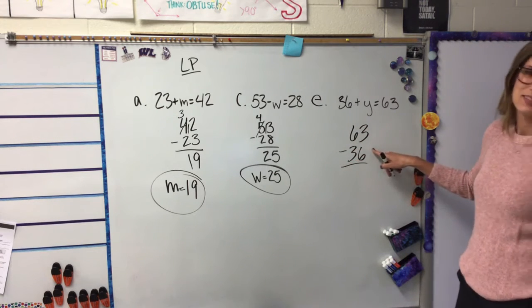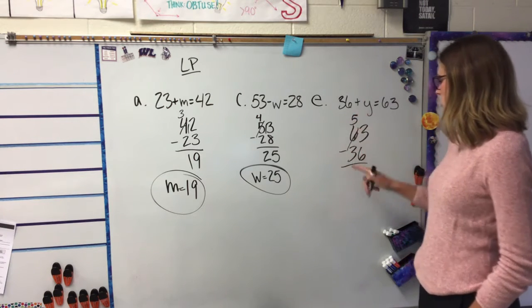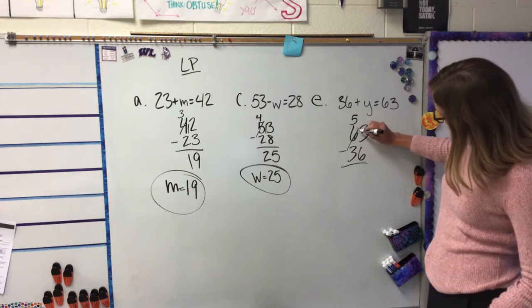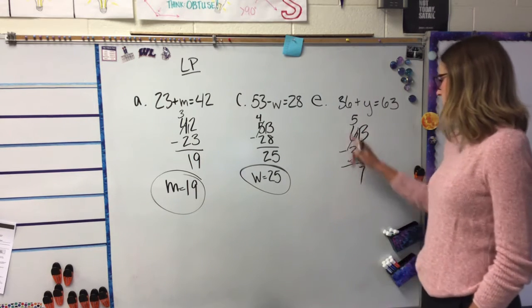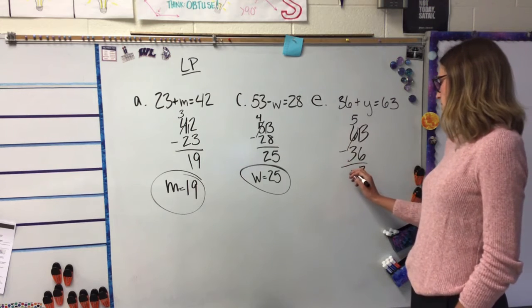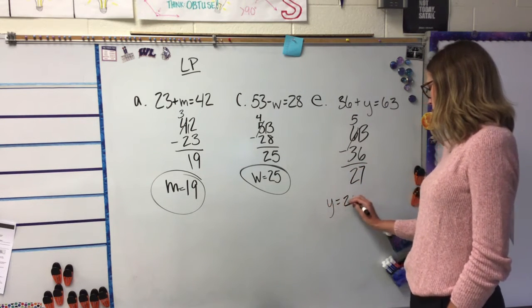3 minus 6? Can't do that one. Cross out the 6, make it a 5. Put those 10s in the 1 column, and I get 13. 13 minus 6 is 7. 5 minus 3 is 2. So I get Y equals 27.